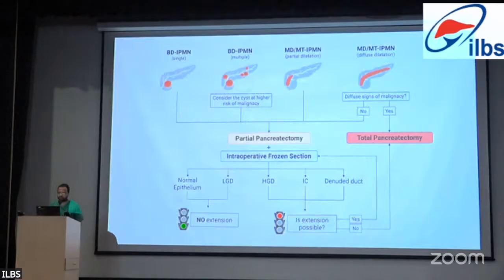A mixed duct and main duct IPMN. In main duct IPMN, you consider total pancreatectomy. Again, you risk chances of brittle diabetes and total exocrine and pancreatic insufficiency in that. And in partial pancreatectomy, you always do an intraoperative frozen section to know when to stop.